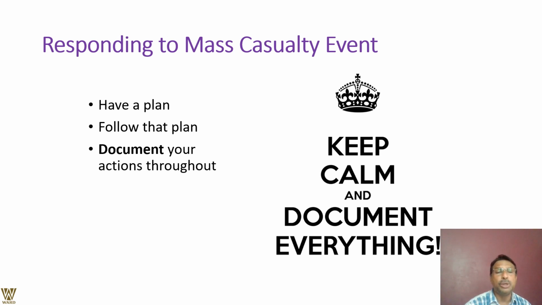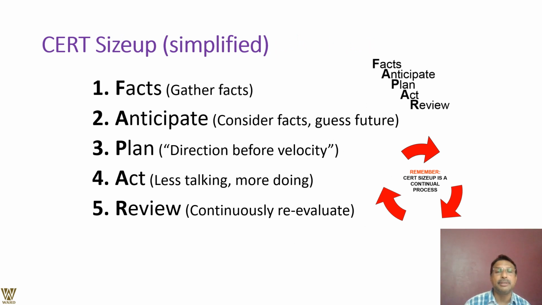Now, the mass casualty: how does it go around? Always have a plan and follow that plan. Do not change your plan. Document your actions throughout. Keep calm and document everything on a when-on basis.